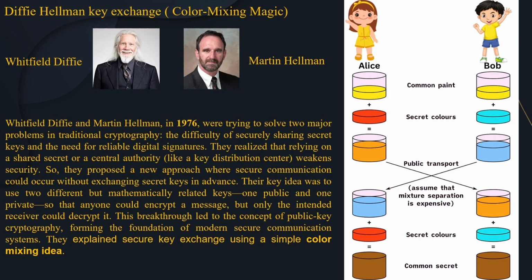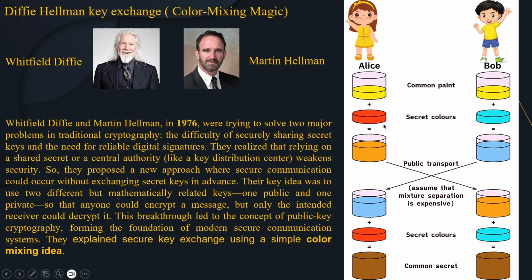They explain secure key exchange using a simple color mixing. In the right figure, we can see two persons, Alice and Bob. Suppose they are friends. Both people agree on a common color, for example yellow. This yellow color is public, so everyone can see it.